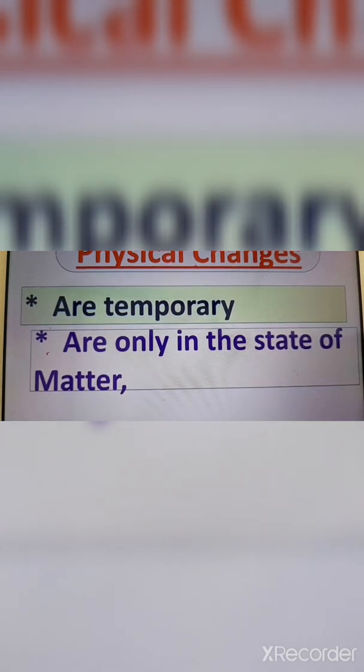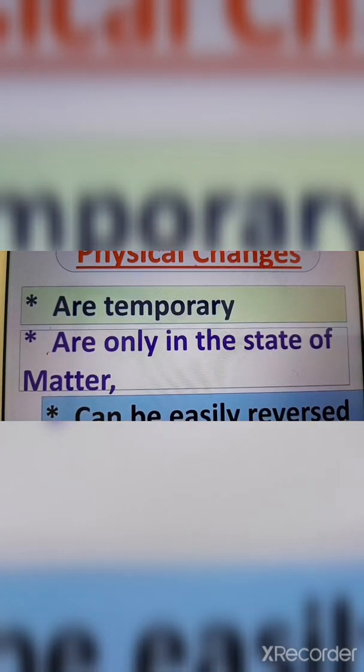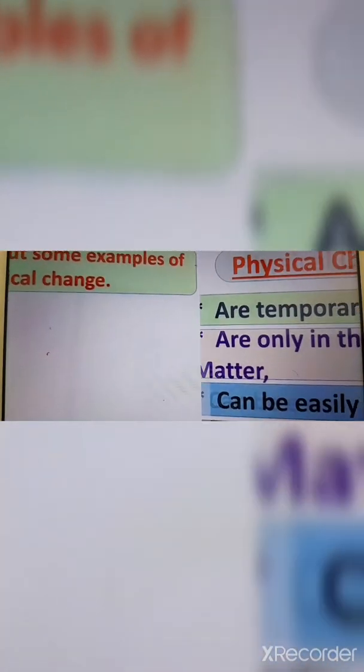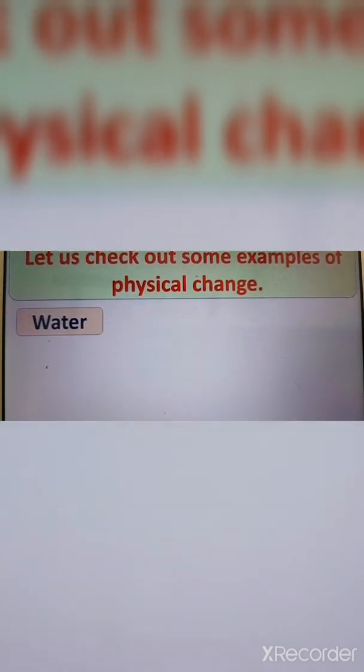So, first, changes that take place in them are temporary. Changes that only take place in the state of matter, that is, only its physical properties or appearance change, like its shape, size, color, volume, etc. It can be reversed easily. Okay, children? It can be reversed easily. So let us check out some examples of physical changes.